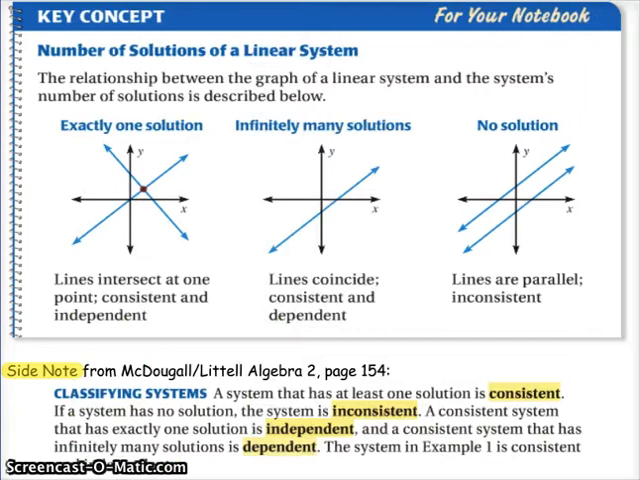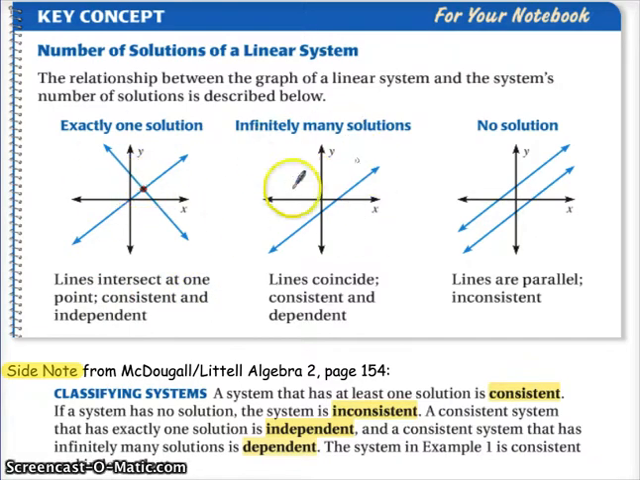Now, just a quick reminder that systems don't have to come out to one simple solution. If they do, we really like that. That's exactly one solution when two lines just cross. It's technically what's called a consistent system. It has a solution, and it's independent. It has one answer. But the most important thing to remember is that it just has one solution.